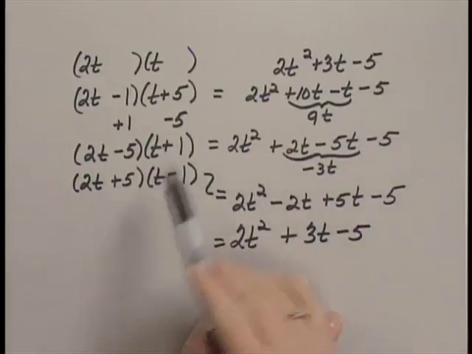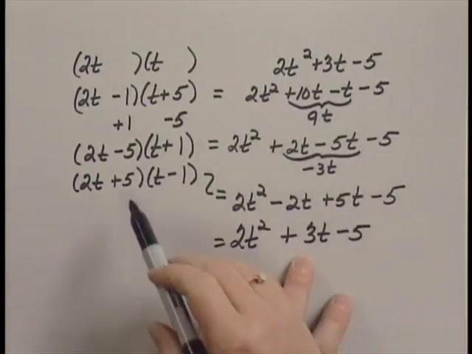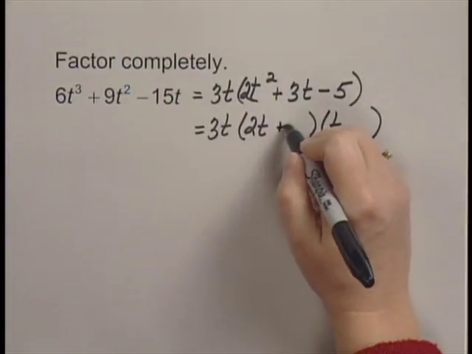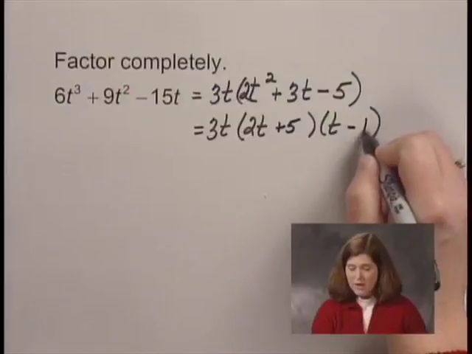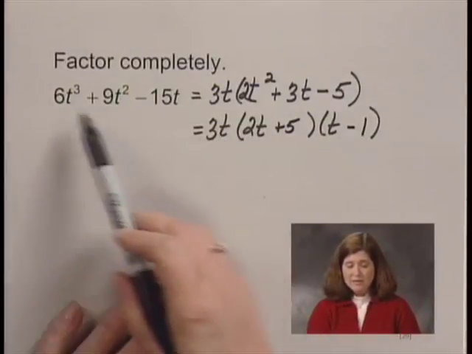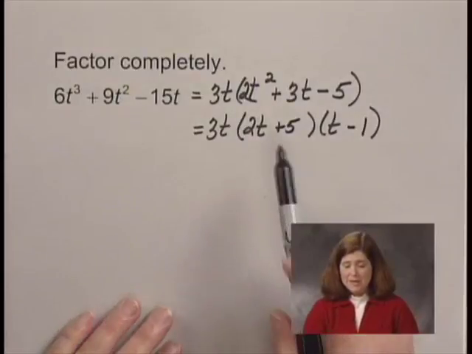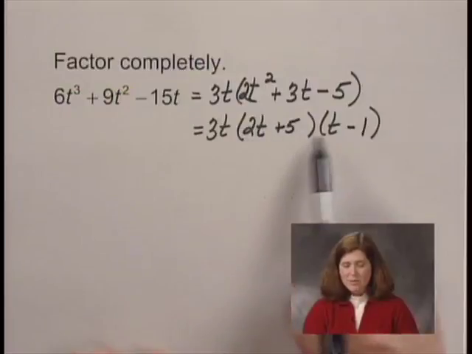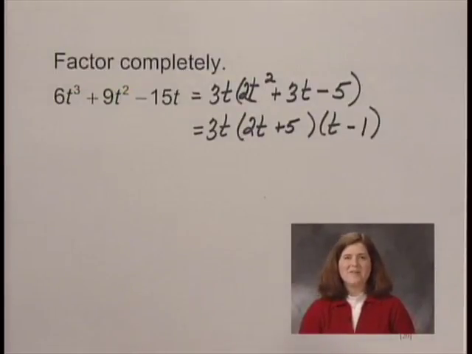So my factorization of this trinomial is 2t plus 5, t minus 1. I'd want to check by multiplying this out and seeing if I get my original polynomial. Since that would be true if I checked, and neither binomial can be factored further, I have factored completely.